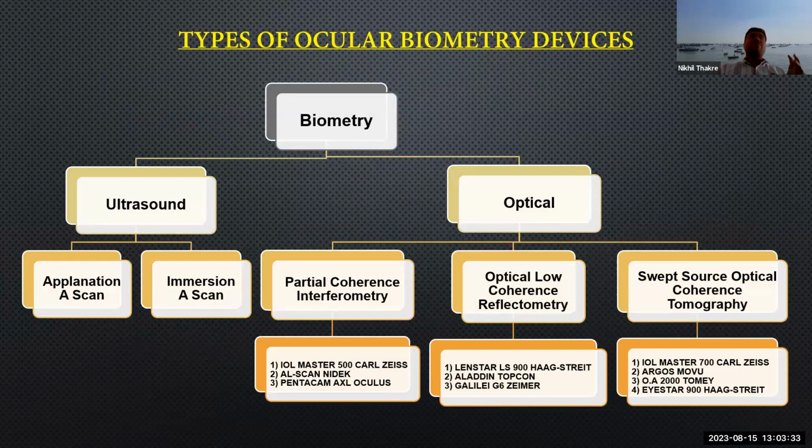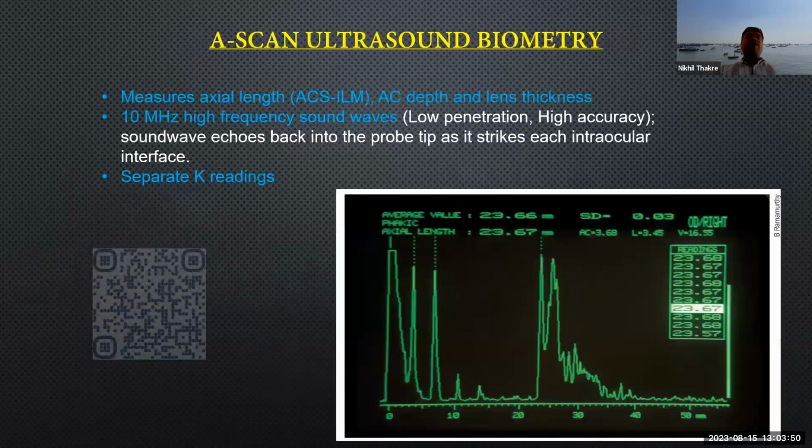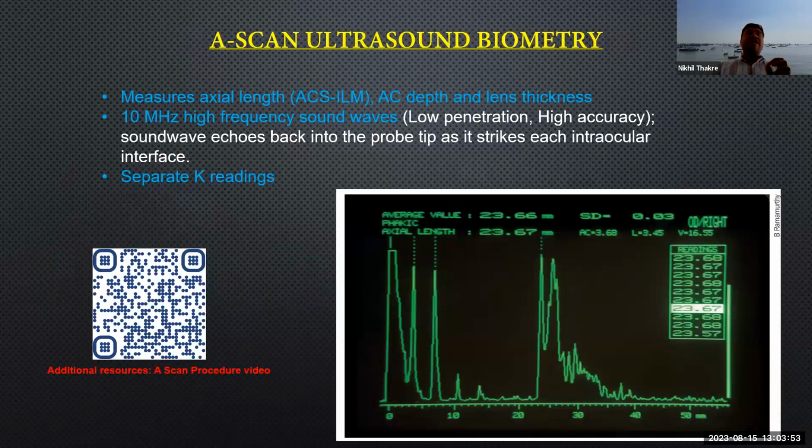The ultrasound devices are applanation A-scan and immersion A-scan. On the basis of optical technologies, optical biometry devices are further classified into partial coherence interferometry, optical low coherence reflectometry, and swept source OCT. The examples are as mentioned below. In A-scan ultrasound biometry, we measure the axial length, anterior chamber depth, and lens thickness. Here we use a high frequency sound wave, which causes low penetration but gives high accuracy, but we require a separate K reading.